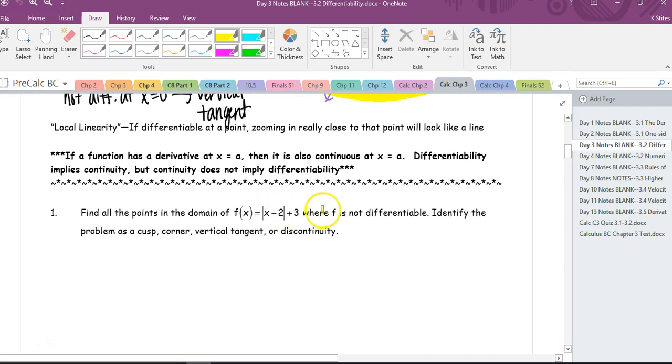Okay, one more thing before we try an example. If a function has a derivative at x equals a, okay, so if you can find the slope at a specific x value, then automatically it's also going to be continuous. Okay, so if you can find the derivative, it must be continuous. We say that differentiability implies continuity. So being able to find the derivative does mean the function is continuous. However, this is not true the other way around. Just because a function is continuous does not mean it is differentiable.